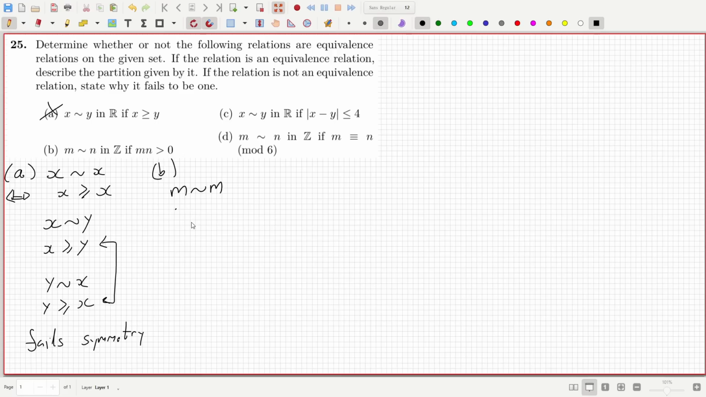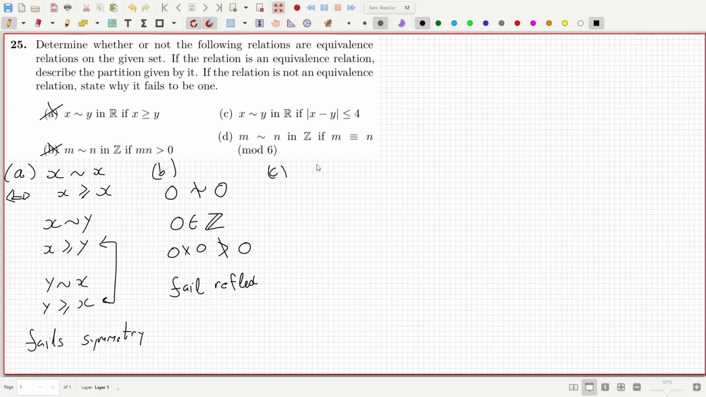That's interesting. I think this is no as well, because I can just give an example. Like 0 is not equivalent to 0, because 0 is in Z, but 0 times 0 is not more than 0. So it fails being reflexive. So that's a no as well.